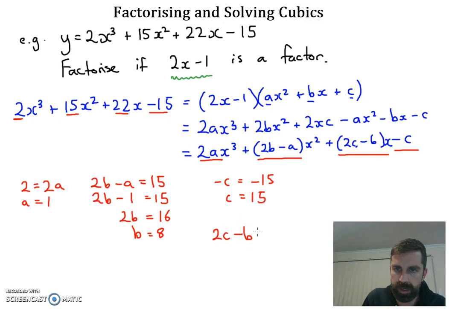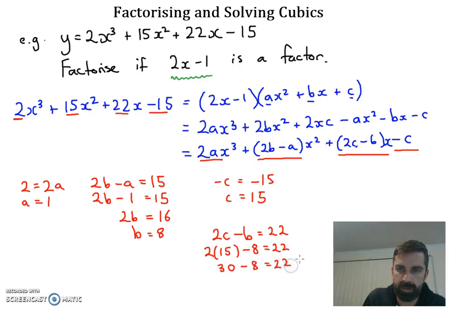2c take b equals 22, and let's just check that. 2 times c is 2 times 15, take b, which is 8, equals 22, so that's 30 take 8, and we know that that equals 22, so we must be on the right track. So what we can do now is actually write this in factorized form.